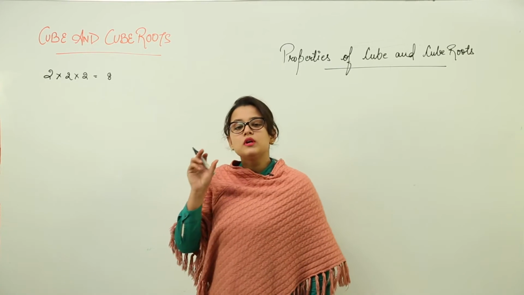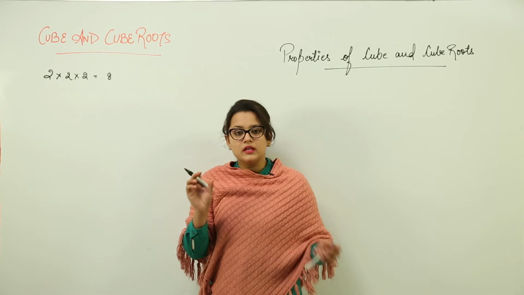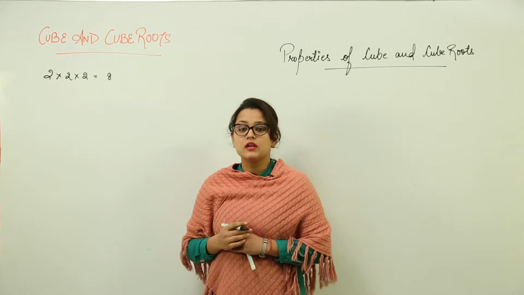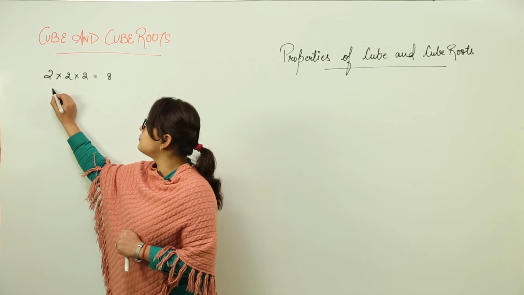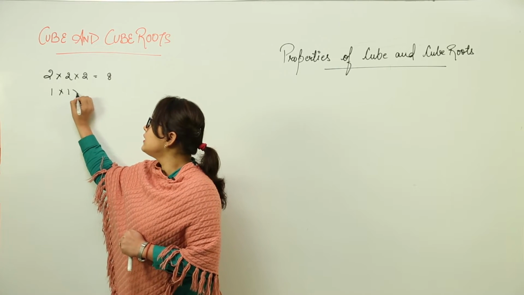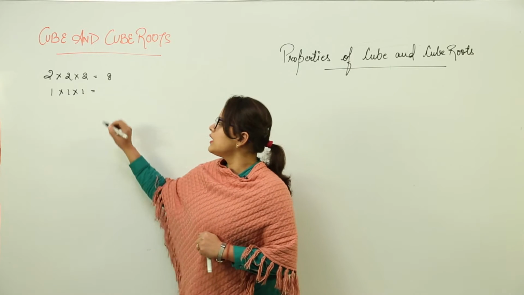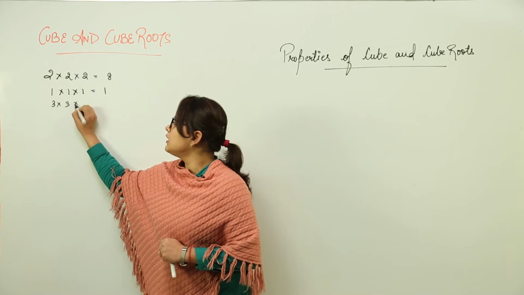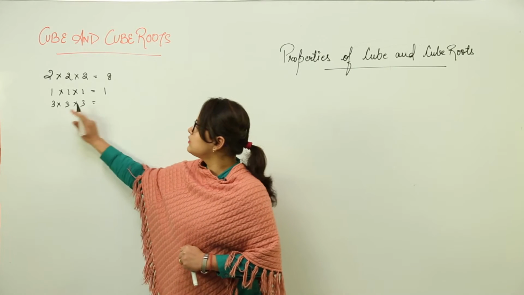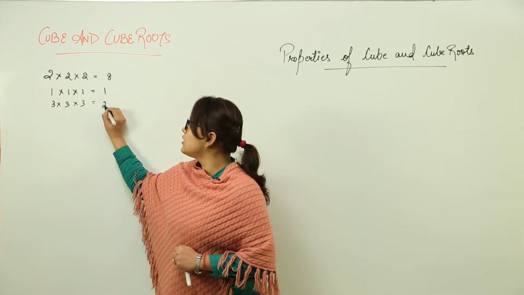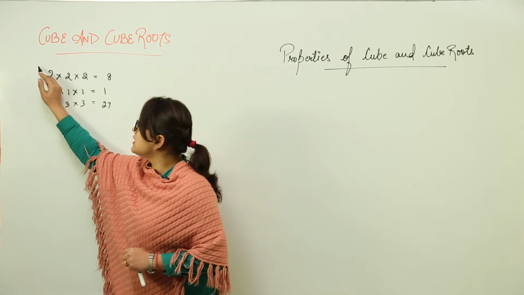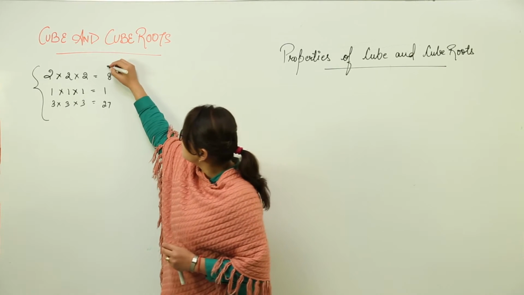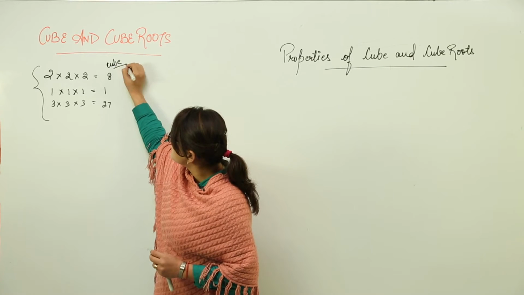What is actually a cube? A cube is any number that has come by multiplying any other number 3 times, right? For example, let us take another one. Say if you multiply 1 into 1 into 1, what do you get? You get 1. If you multiply 3 into 3 into 3, what do you get? 3 3s are 9, 9 3s are 27. So over here we can see when we multiply any number 3 times, what do we get? We get the cube. So these are known as the cubes.